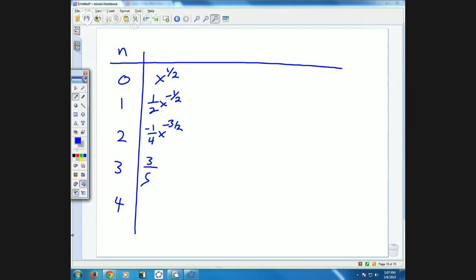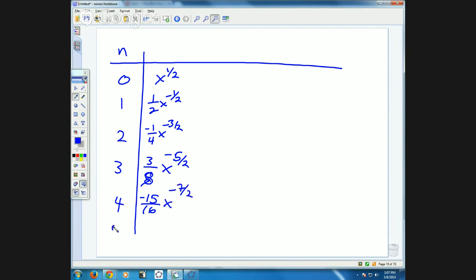Okay, let's see, where did we leave off? That was supposed to be an 8 down here, x to the negative 3/2. Then we had, was it negative 15/16? What's that? 5/2. Where did I get 3/5 from? That was weird. 5/2, right? All right, x to the negative 7/2 here. And we did one more, so that'd be positive 105 over 32, x to the negative 9/2, right?